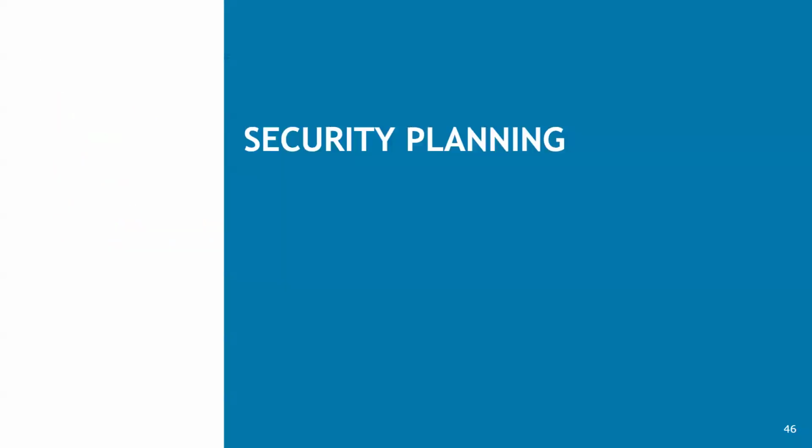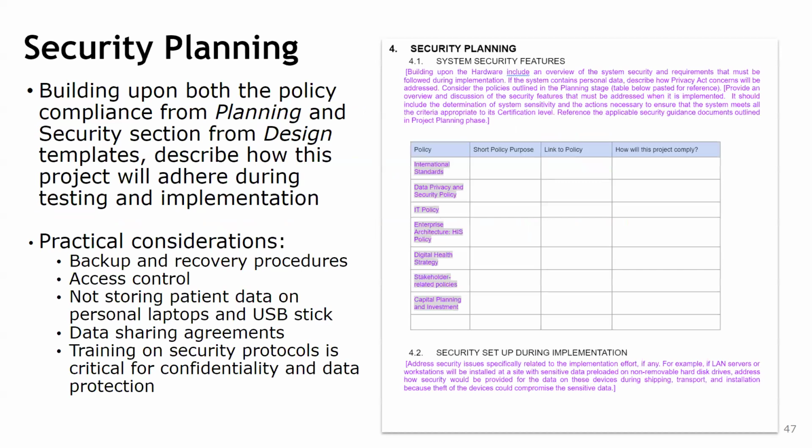I see we have a few minutes left. The last session I want to look at is the security planning. So in software implementation, it's important to plan for security. Things that you can look at are things like backup and recovery procedures, access control.